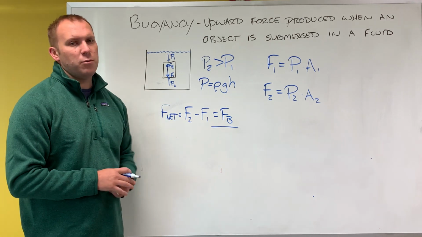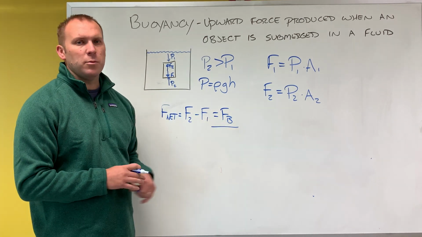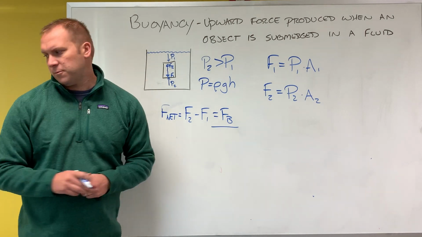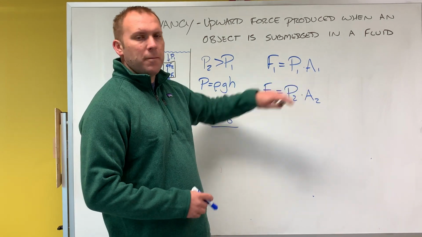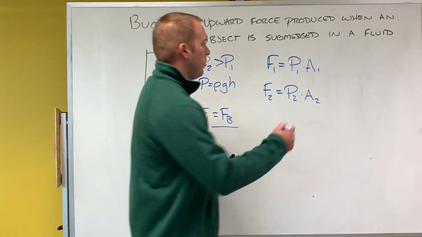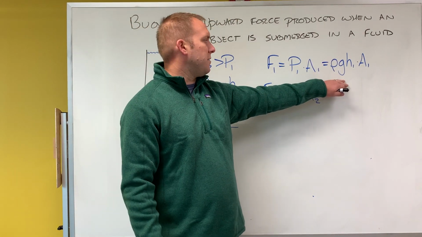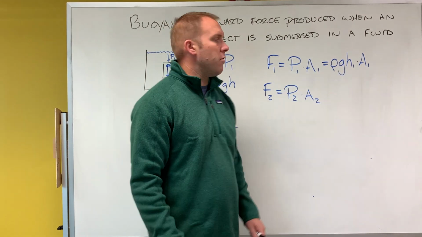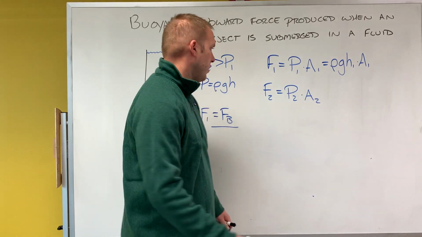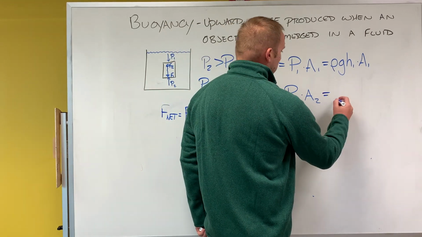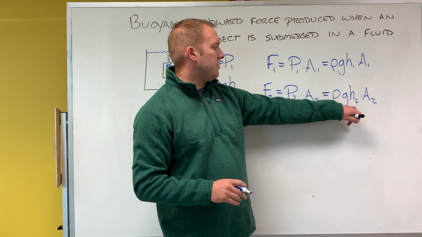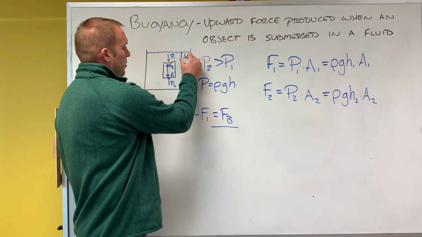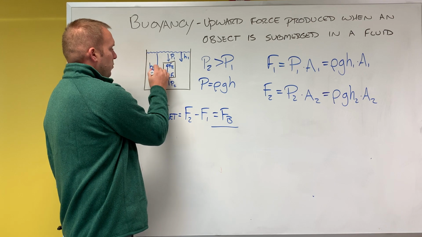So let's solve for F1 and F2 and see how we can determine what FB is based on the physical characteristics of our situation. Looking at F1, F1 is pressure 1 times area 1, which means we can also write this as density times gravity times height 1 times area 1. That's pressure times area, and that's going to be the same for force 2. The only difference in my equation is that this is now going to be height 2 rather than height 1. And again, this would be height 1, this would be height 2.